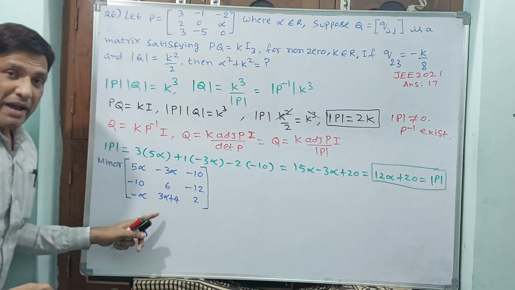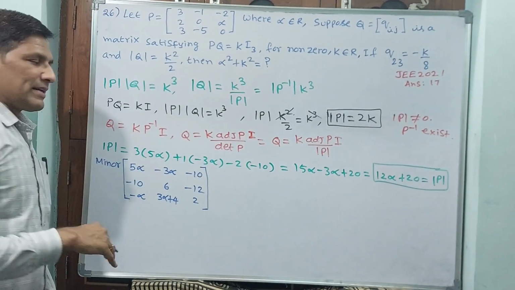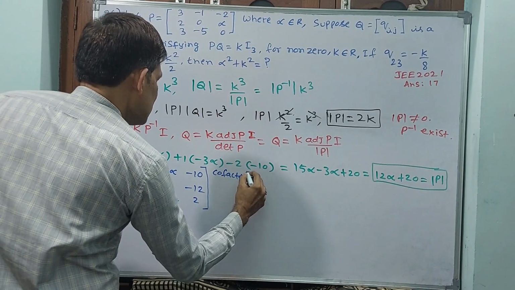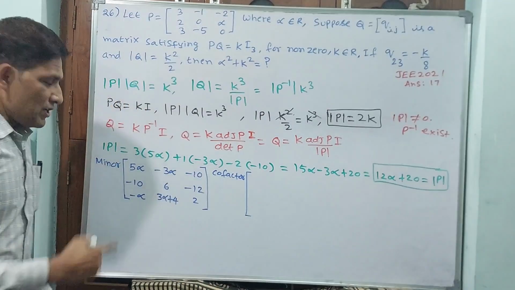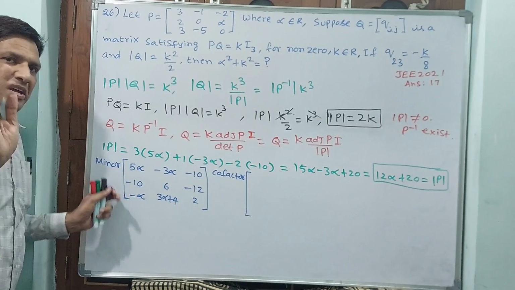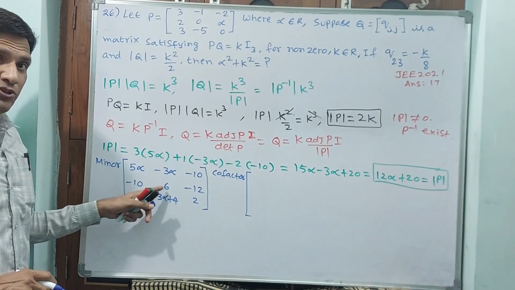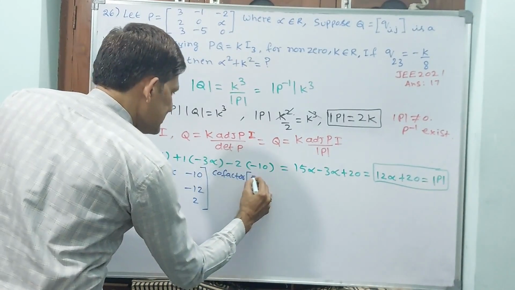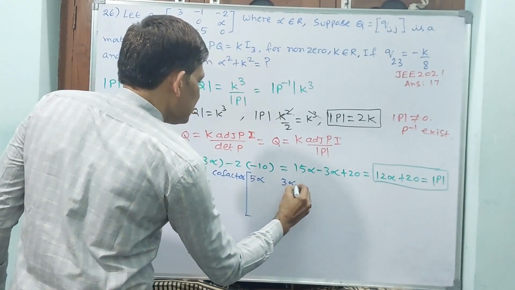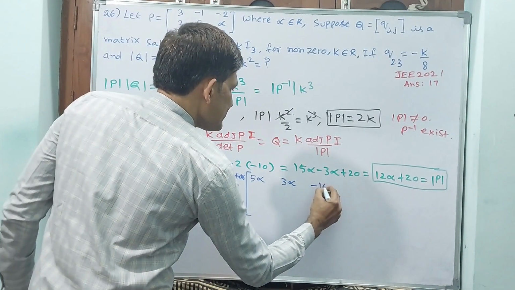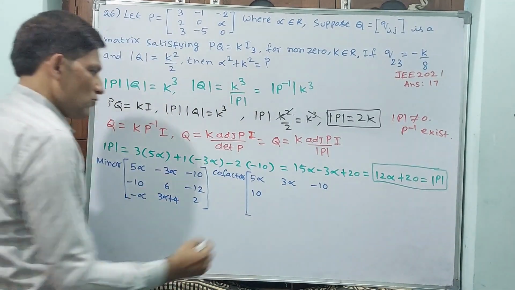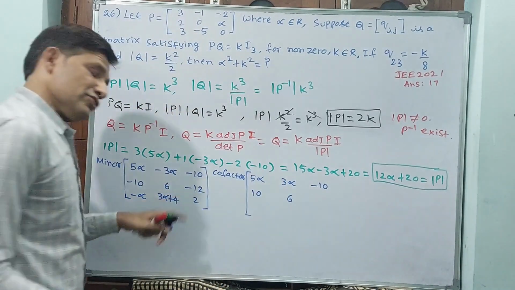Okay, this is the minor matrix. Now the cofactor: plus, minus, plus, minus, plus, minus, plus, minus, plus. You make it, that's all. That means wherever minus is there you change the sign. Plus, no change. Minus, yes, change, 3 alpha. Plus, no change. Minus, change, plus 10. Plus, no change. Minus, change, 12.